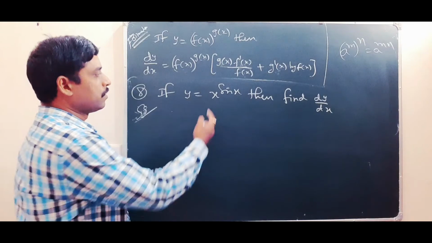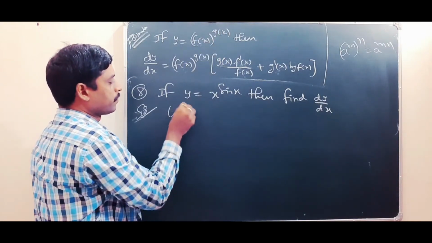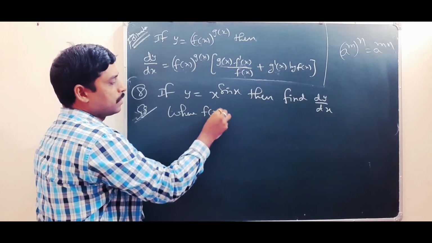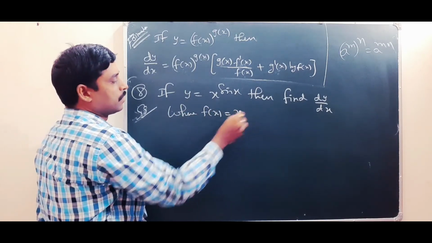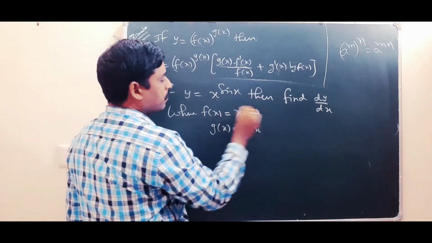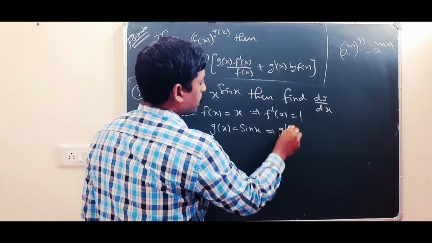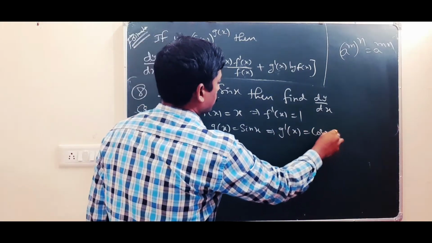On comparing x to the power sin x with f of x power g of x, where f of x is equal to x and g of x is equal to sin x, the derivative of f of x we get 1, and the derivative of g of x is cos x.